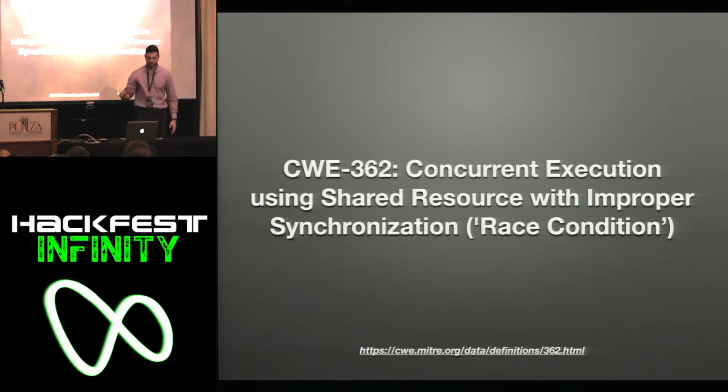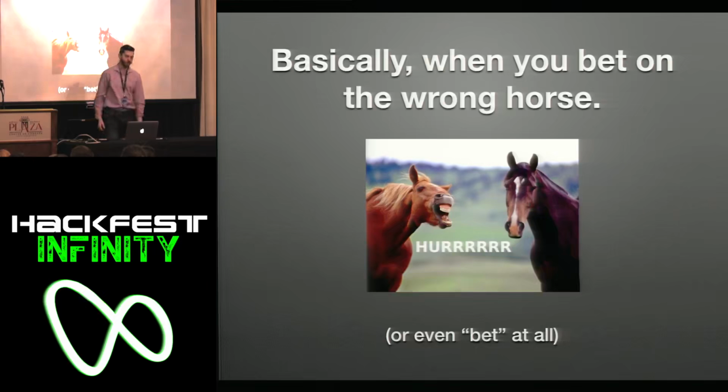A race condition is concurrent execution using shared resources without proper synchronization. That's the CWE standard definition for it, but really, it's when you're betting on the wrong horse, or even betting at all. I'm going to describe in a little more detail what that means. Many people in here probably aren't developers, so I'm going to try to get that point across so that you understand what it means, not necessarily at a detailed technical level, and then we'll go a little bit deeper from there.